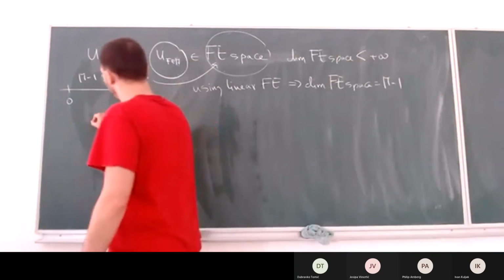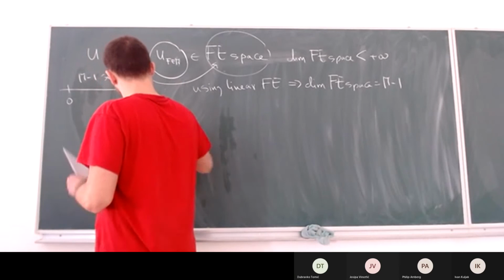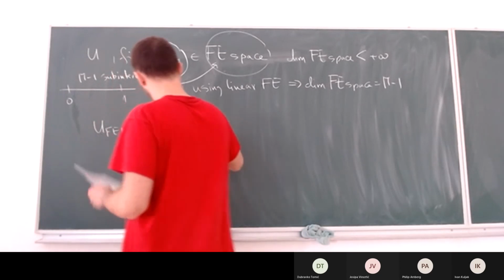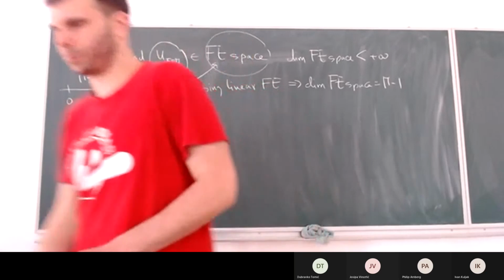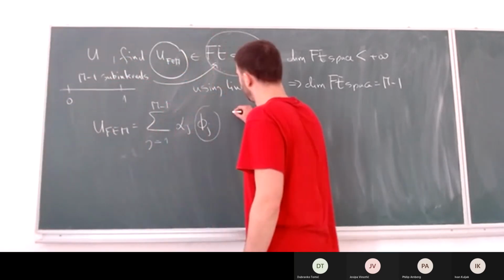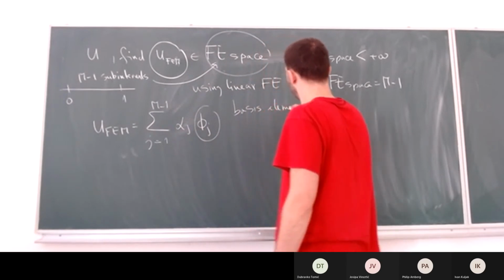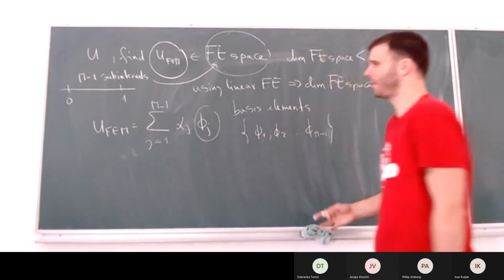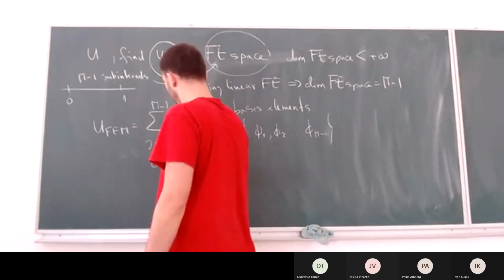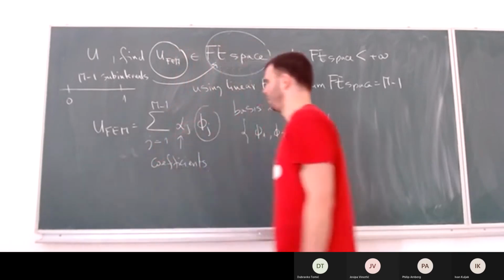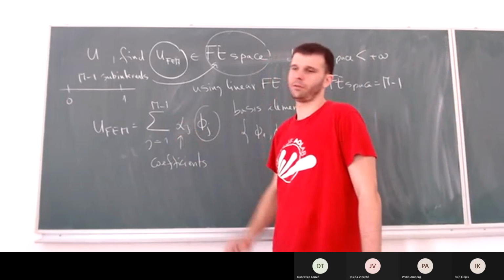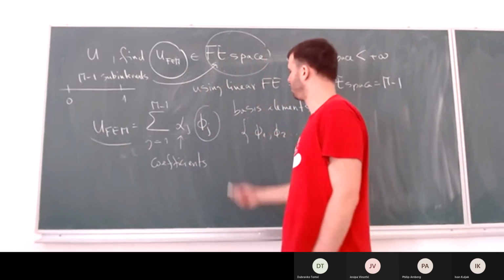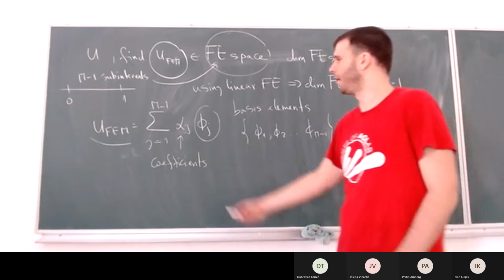So we can write our solution, u FEM, as the sum for j equal to 1 to n-1 of alpha j phi j. What is phi j? Basis elements. So our basis is phi 1, phi 2, up to phi n-1. We'll describe that basis soon. And these alpha j are coefficients. The idea of solving the system of linear equations is to find those coefficients. And when we find these coefficients, we can just describe our solution as an ordinary linear combination of basis elements and coefficients. So the whole idea is to find these coefficients.